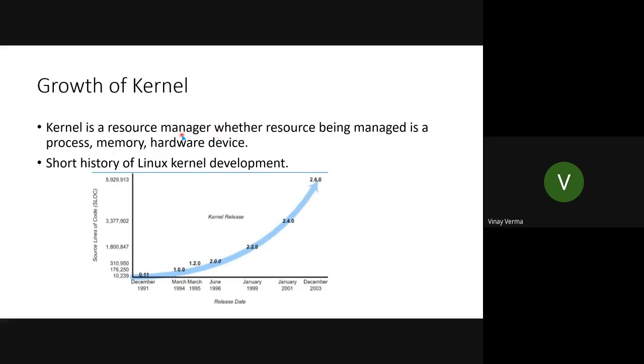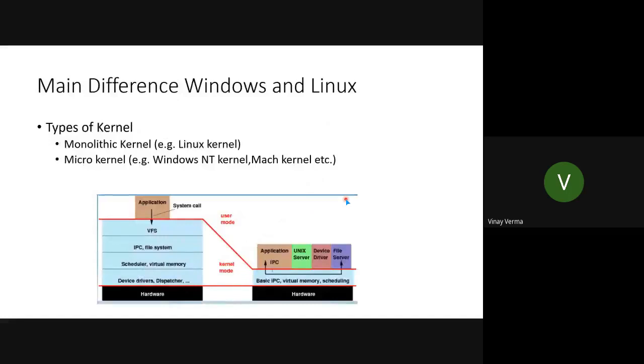The kernel is a resource manager where the resources being managed are processes, memory, hardware, and devices. As I told you, the kernel is the layer between the software that you are using and the hardware that you have. So this is the history of the kernel, and 2.6.0 is the latest one as of December 2003, and it is increasing at an exponential rate, and the versions are being developed very fast.